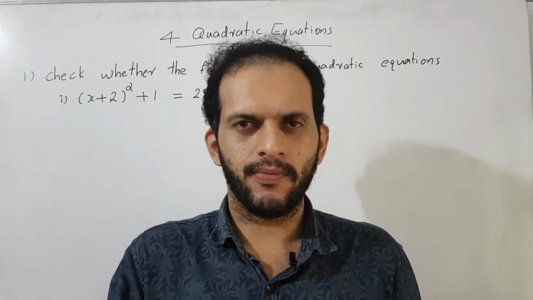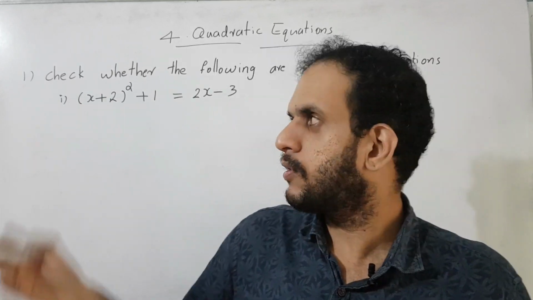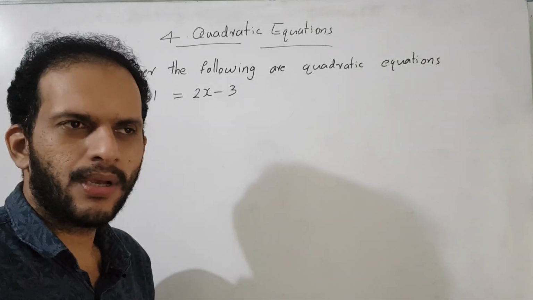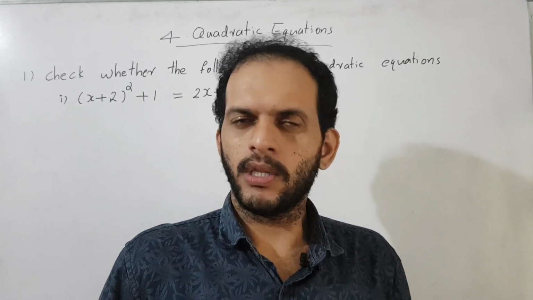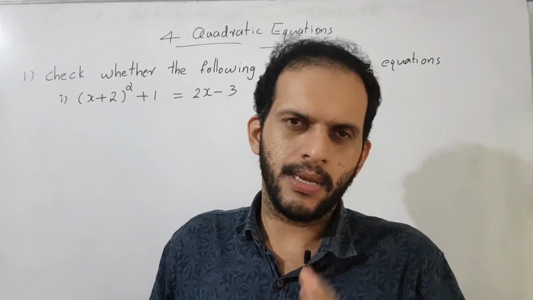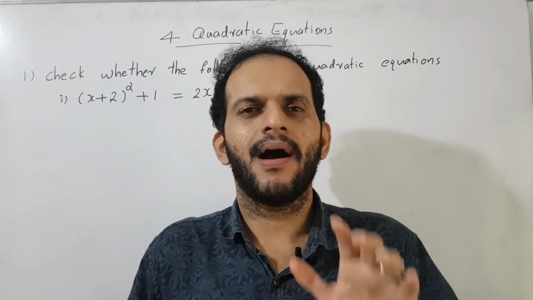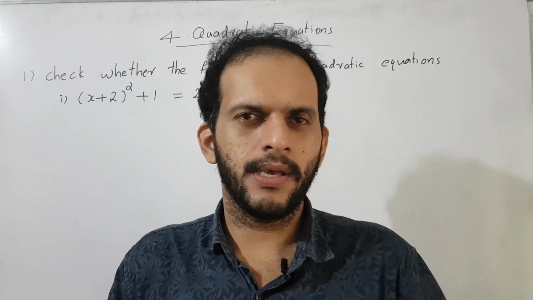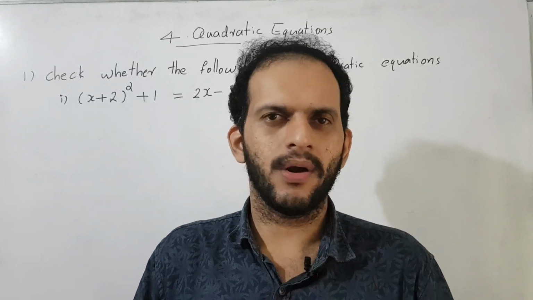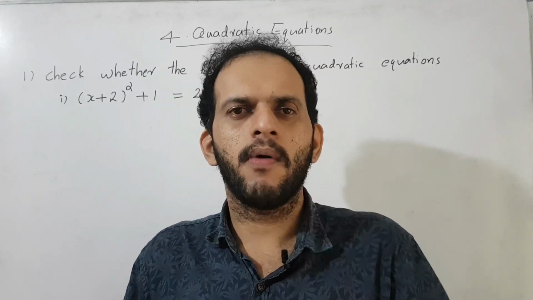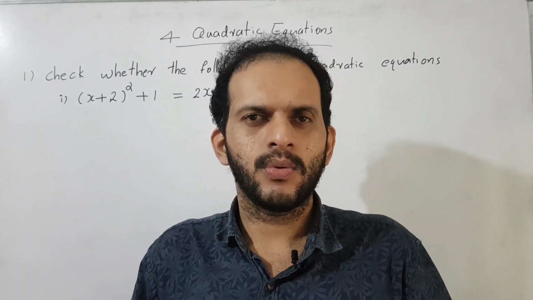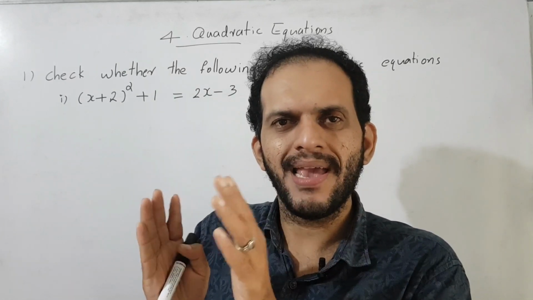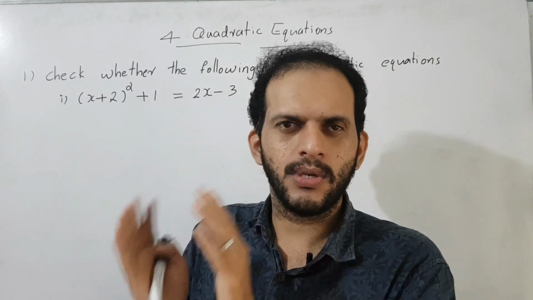Next we do the first question. The question is like this: check whether the following are quadratic equations. We need to check whether the given equation is quadratic. Quadratic means the highest degree is 2. Don't forget that one. The degree of the polynomial is 2, then it is called quadratic. We learned it. So if the highest power of the equation is 2, it is called quadratic, that means the equation is in the form ax square plus bx plus c is equal to 0.